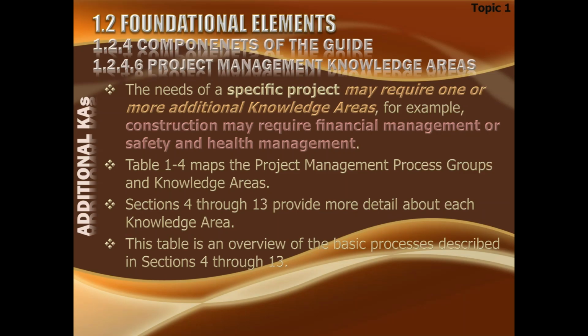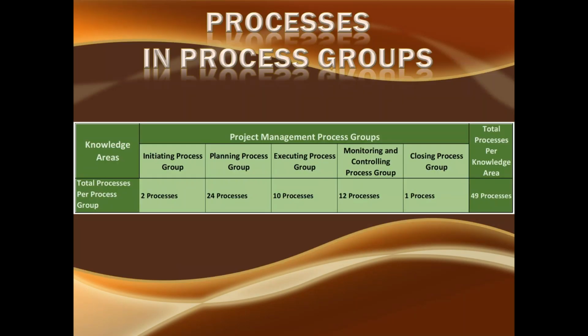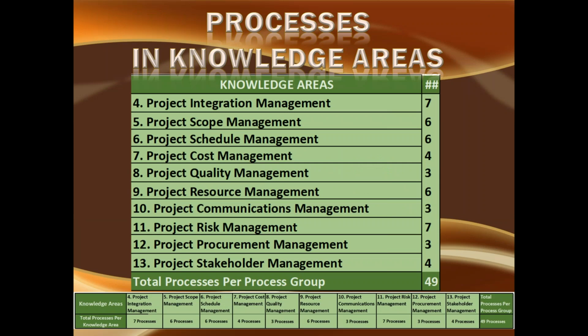Table 1.4, okay, right. Let me show you this also. These are the 10 knowledge areas, and against each knowledge area, I have shown how many processes out of 49, how many processes relate to integration. 7 processes relate to integration, 6 processes to scope, 6 to schedule, 4 to cost, 3 to quality, and so on and so forth. And if you sum it all up, this comes out to be 49 processes.